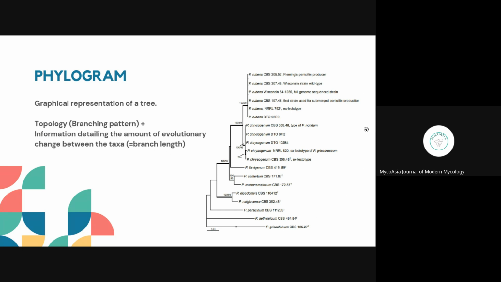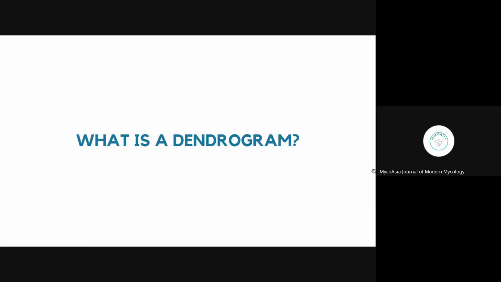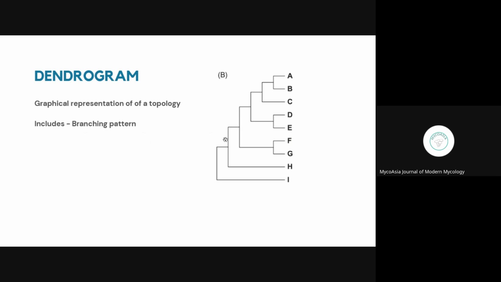Branch lengths are also very clear. So then it's a phylogenetic tree, which can give an idea about the branching pattern and also about the branch lengths. There is the dendrogram. A dendrogram basically talks about the branching pattern. There is no information about the branch lengths.